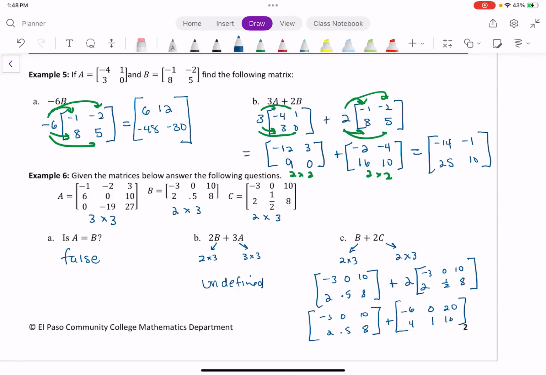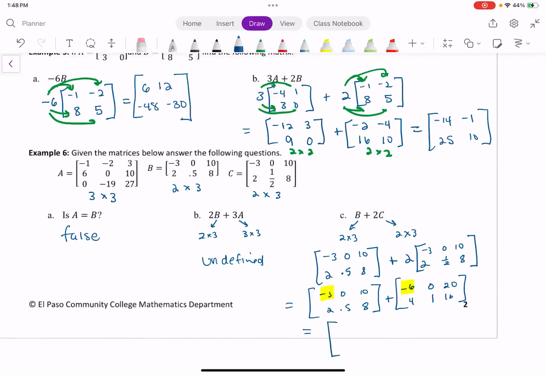We had already checked that they were the same size. Let's go ahead and add corresponding elements. We have negative 3 plus negative 6. Zero plus 0, 10 plus 20, 2 plus 4, 0.5 plus 1, 8 plus 16. And that is your answer.